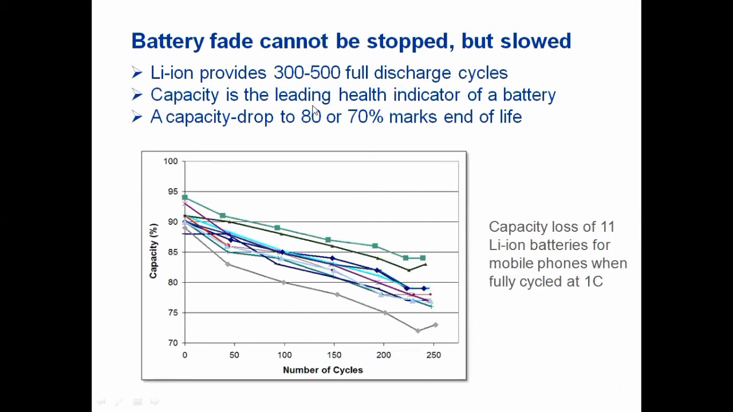Capacity is the leading health indicator of a battery. Capacity drops to 80 to 70% at the end of life. So a capacity of 100 to 80% means the battery is in healthier condition. Beyond which, you can say the life is being reduced.